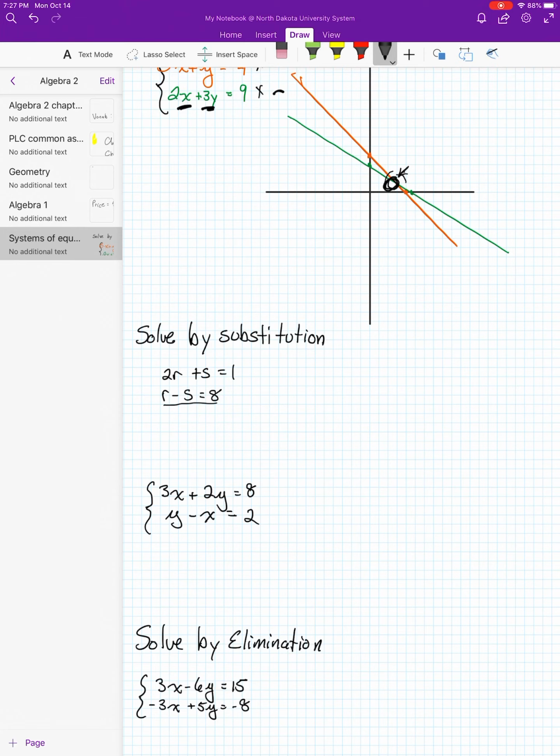Now, understand that there are systems with no solution. Those would be parallel lines. And there are systems with infinitely many solutions. Those would be equations that turn out to actually be equations for the same line. They overlap, and lines are infinite. You remember from geometry last year.